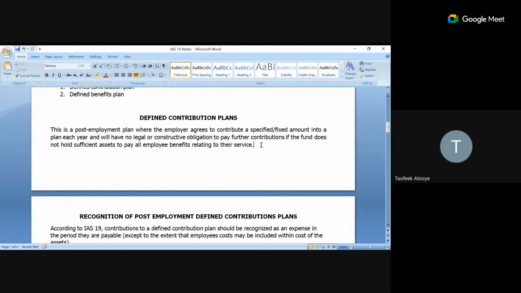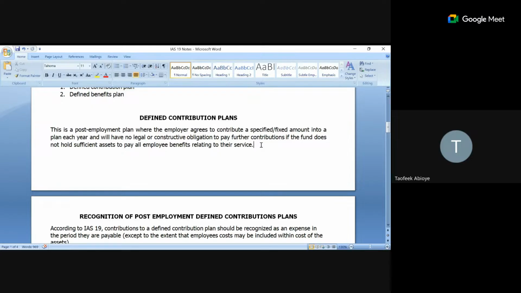So they are now going to be contributing that 20,000 into that account. For what? For the organization to settle that liability, that pension liability, at the end of the retirement of each employee. Please, do we get that?